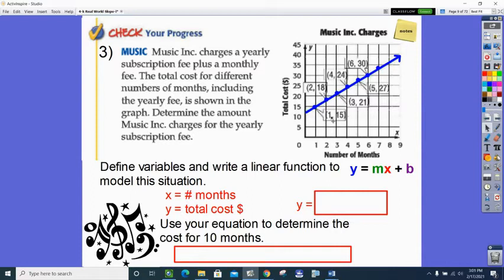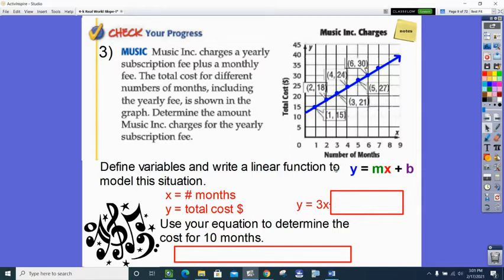So you're going to come back up here. Now it's kind of hard to block count, but I've got coordinates. So if you took y minus y over x minus x, you'll get the slope. So can you do that now? 18 minus 15 is 3, over 2 minus 1 is 1. So the slope is 3, and we're going to put that in front of our input variable, which is months. Basically, you're paying $3 per month.